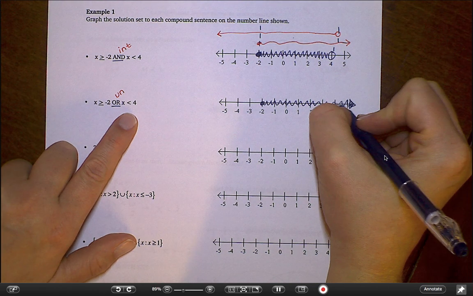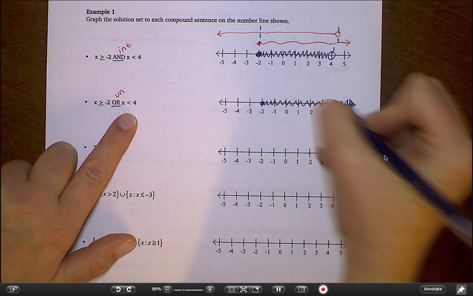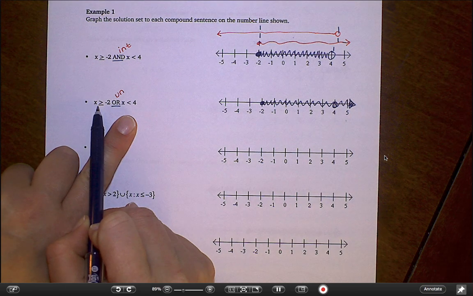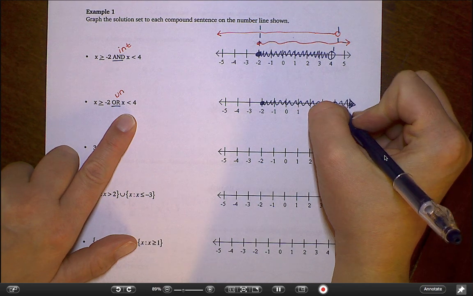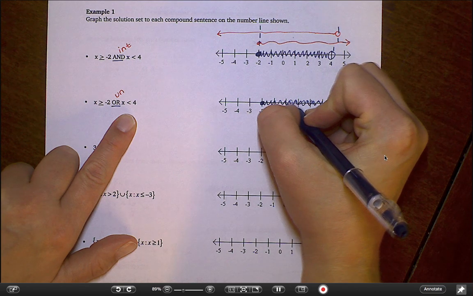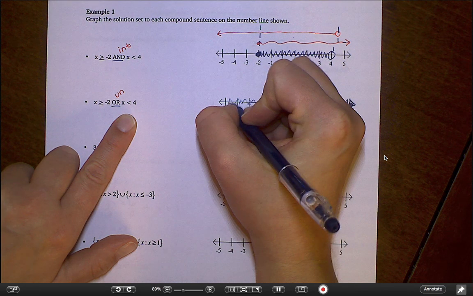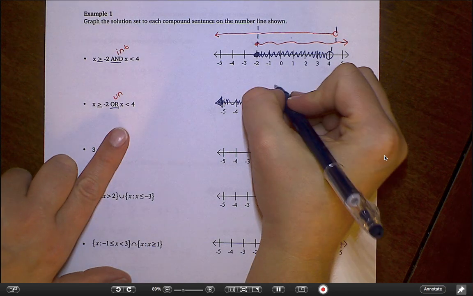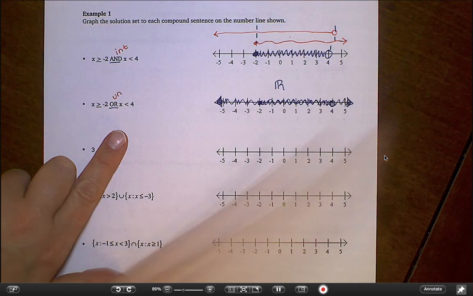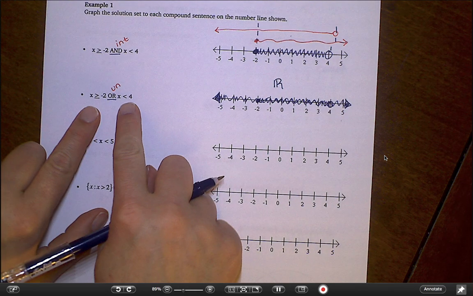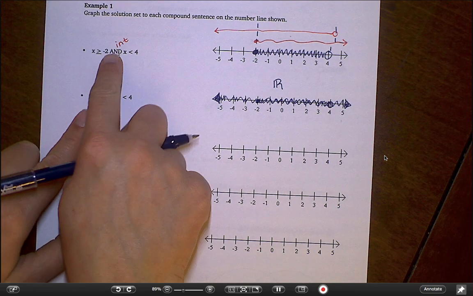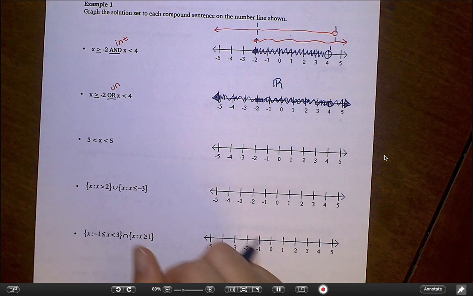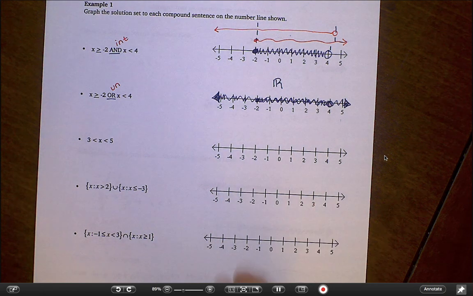Less than 4 would be all of these. Now, I'm technically putting an open circle there, but 4 is already getting invited to the party because it's part of this group, right? So the open circle in that case doesn't really matter. And I'm shading everywhere to the left. And so you'll notice in this case, everything gets shaded, okay? In this case, really the solution set is all real numbers. Every number falls into one of these two categories. Not everything falls in the intersection, but everything falls in the union of those two categories. Okay? That doesn't always happen with unions, by the way.